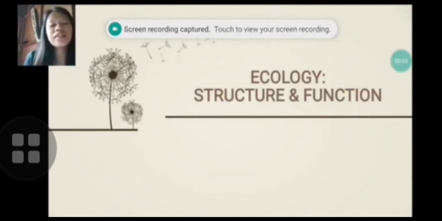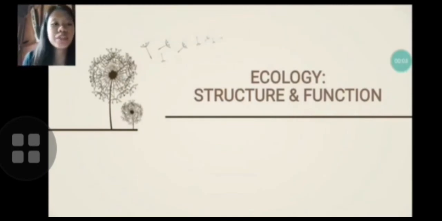Good day, everyone. This is Soldia, the reporter for this topic all about ecology, the structure and function. So when you say structure, it leads to the question, how is it put together, and function, what does it do?